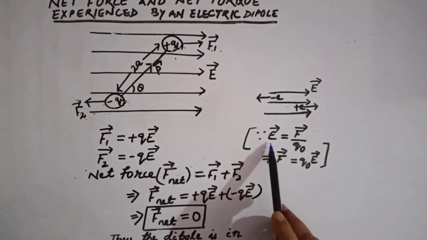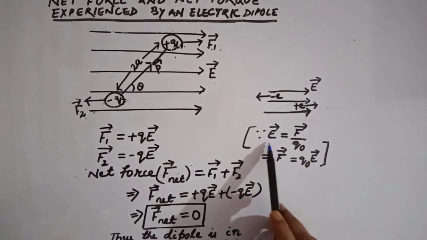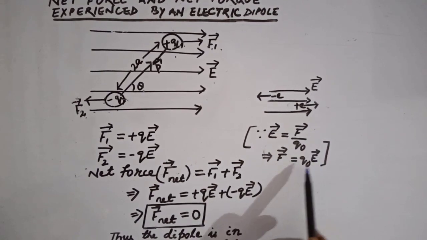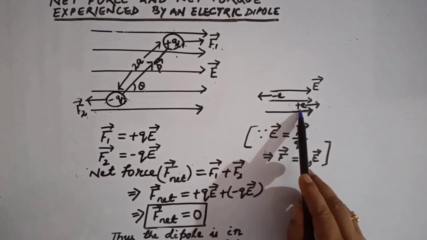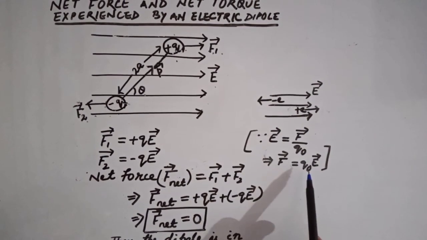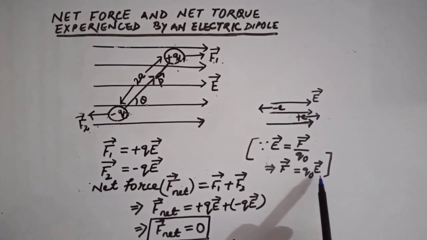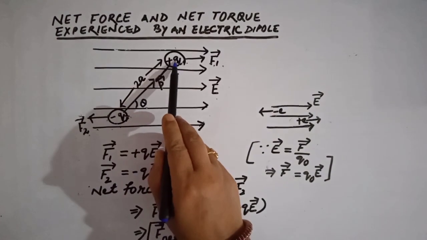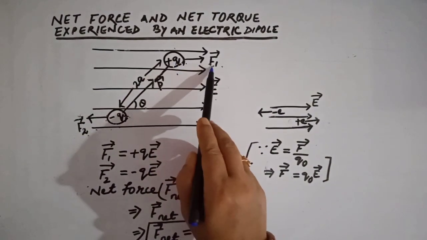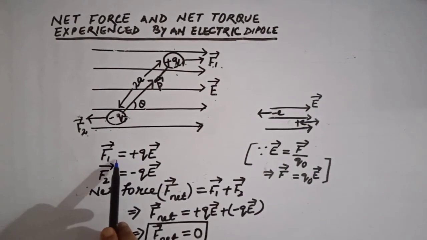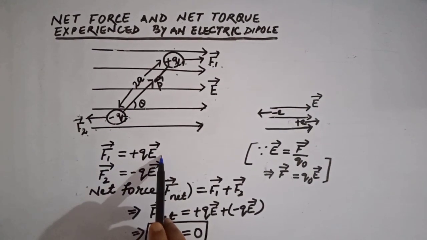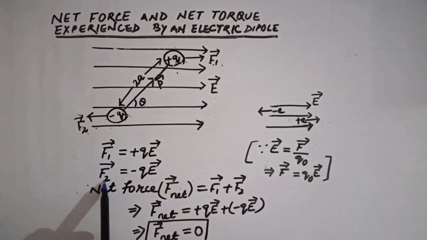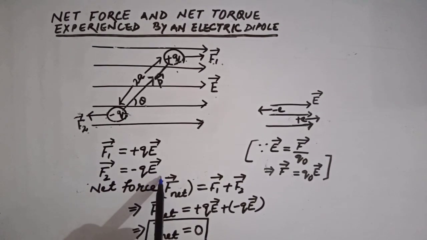How much is the value of the force? Since E is equal to F by q naught, F is equal to q naught into E. Thus, the force experienced by a charged particle is equal to the magnitude of the charge into the strength of the electric field. Now, the force experienced by plus q charge is F1. Thus, F1 is equal to plus q into E vector. Similarly, the force experienced by minus q charge, F2 vector, is equal to minus q into E vector.